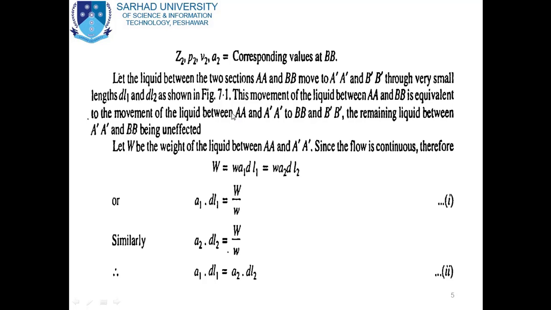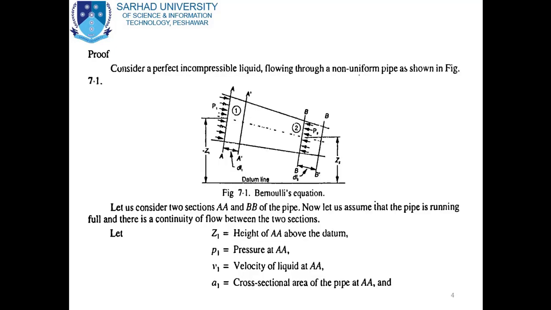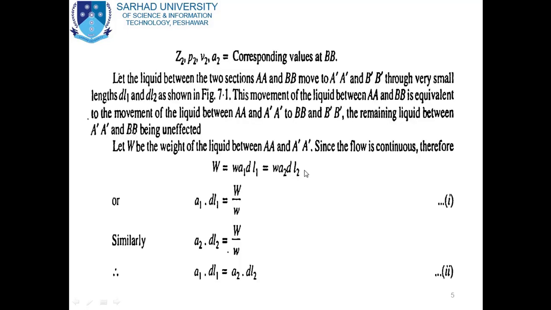Let the liquid between the two sections AA and BB move to A dash and B dash through very small lengths dL1 and dL2 as shown in figure 7.1. As you can see, let the liquid move from AA to A dash and from BB to B dash through small distances dL1 and dL2. This movement of the liquid between AA and BB is equal to the movement of the liquid between AA and A dash to BB and B dash, while the remaining liquid between A dash and B dash is unaffected.